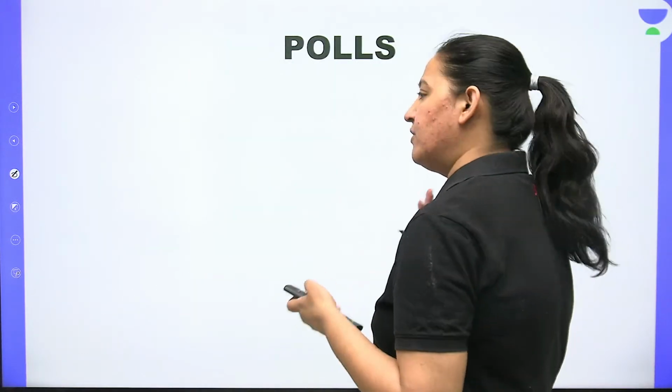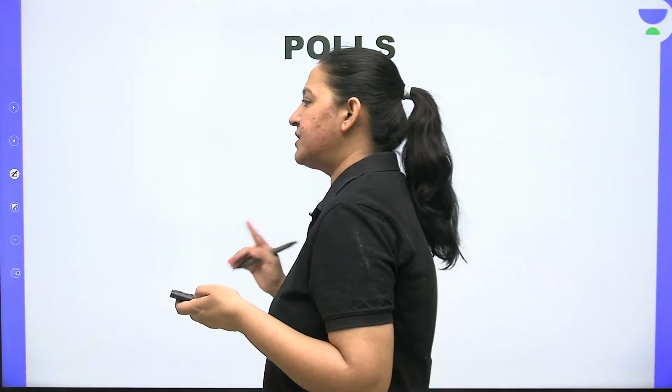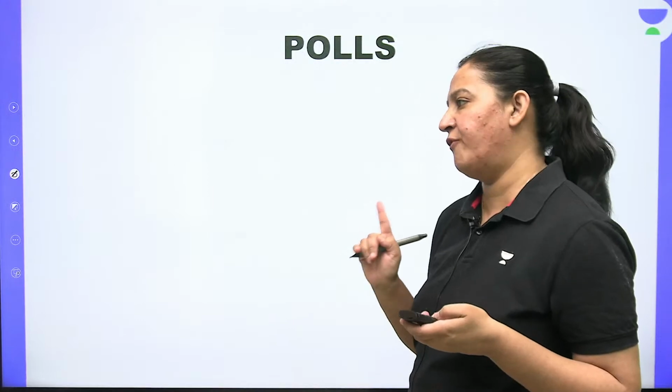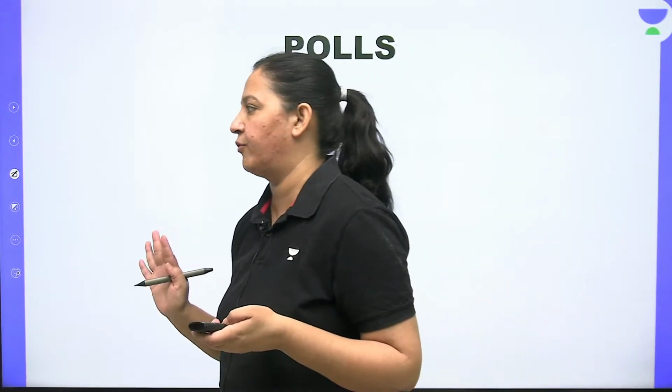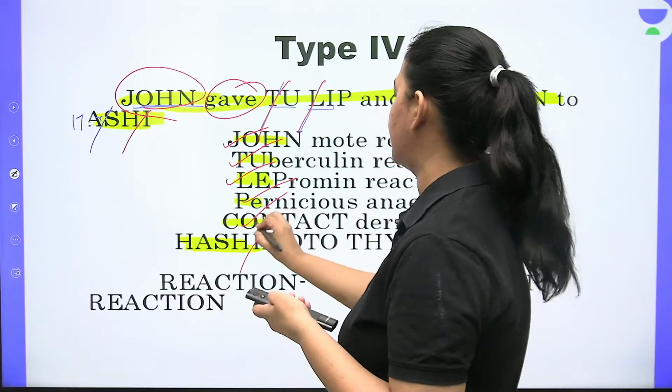So let me summarize. I will launch many questions in front of you. Contact dermatitis is type 4, Vibhuti. It is not type 1, it is type 4. Yes, you are right.